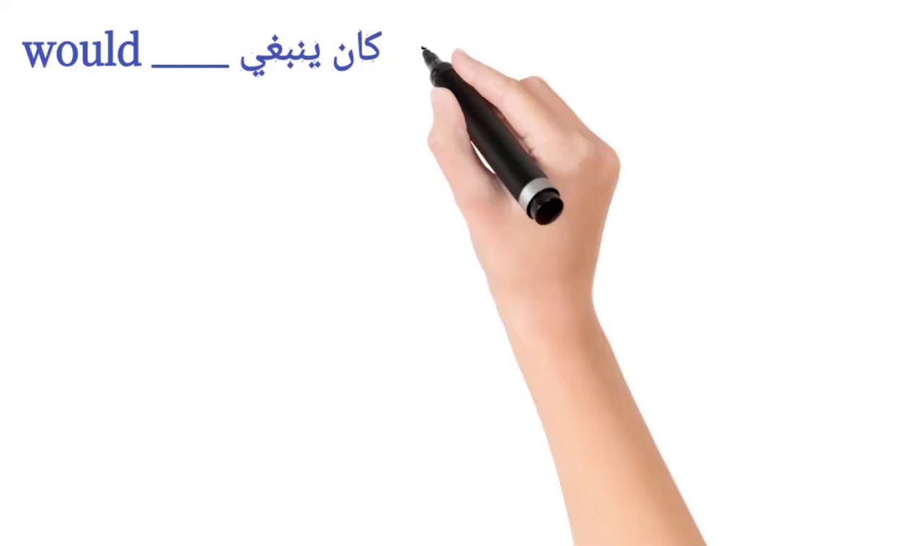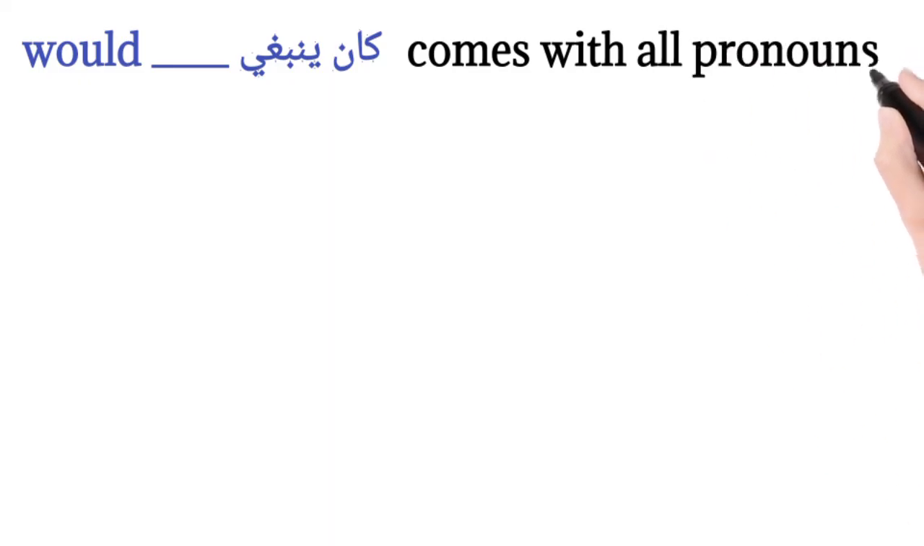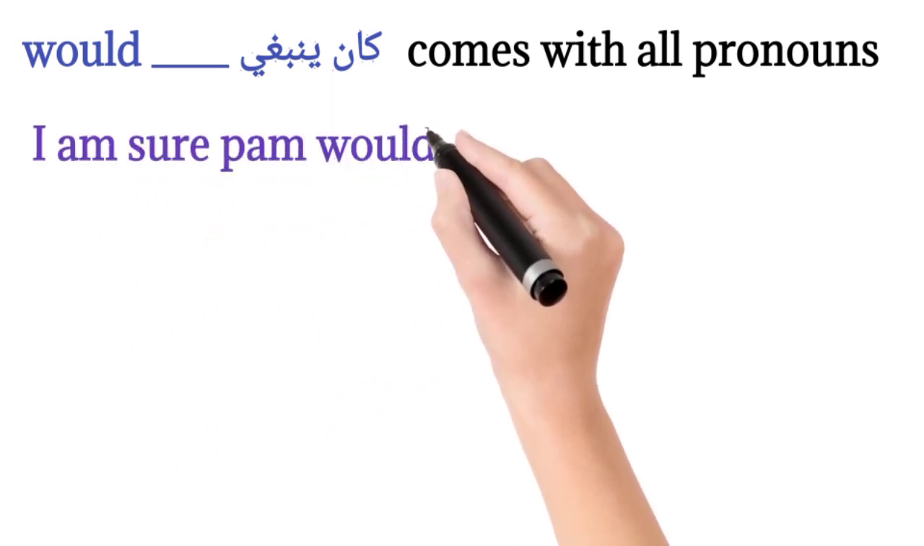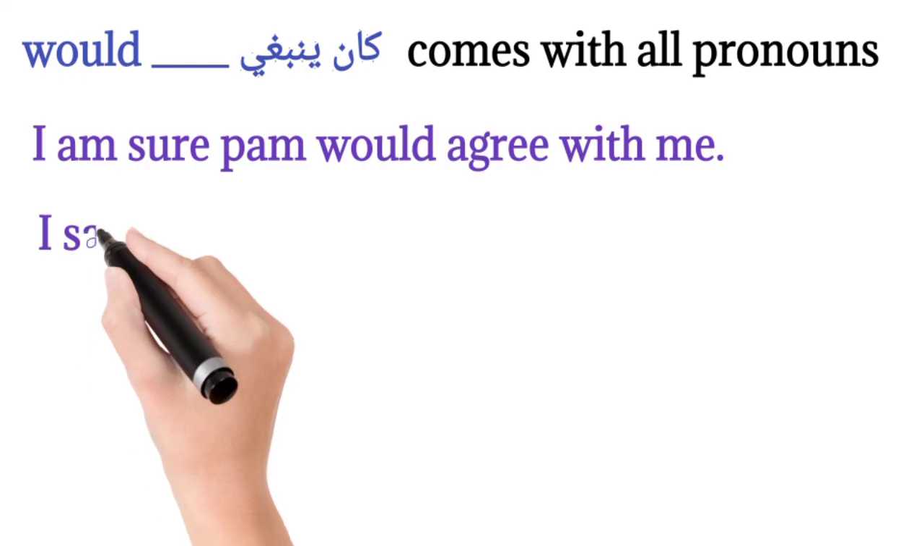Would كان ينبغي in the past. Would comes with all pronouns in the past. كان ينبغي أن. I am sure Pam would agree with me. أنا متأكد من أن بام كان سيتفق معي.